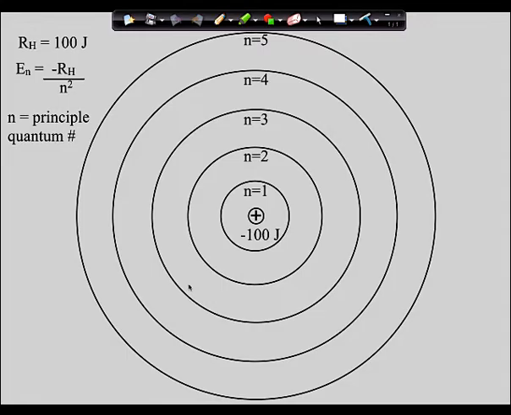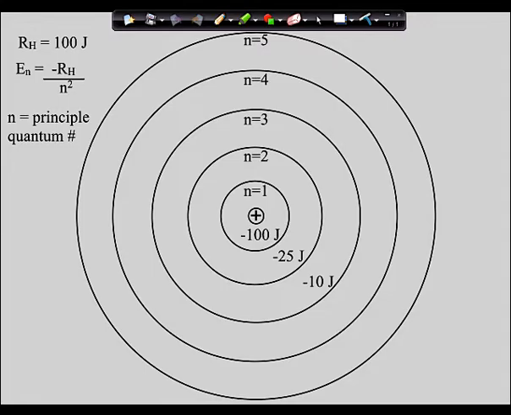Now, guys, let's do the second energy level. Plug in 2 for n. What's the value for energy? Negative 25. So it's negative 100 divided by 2 squared, which is negative 25. That was one click too many, but we can do the math. So if we plug in 3, 3 squared is 9. Negative 100 divided by 9 is functionally negative 10. It's really negative 11, but let's round.